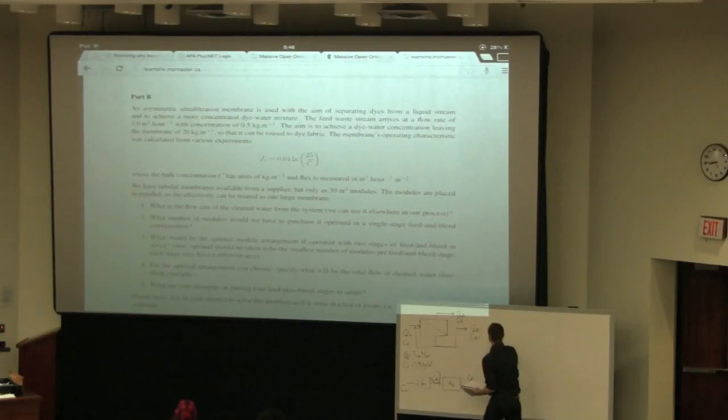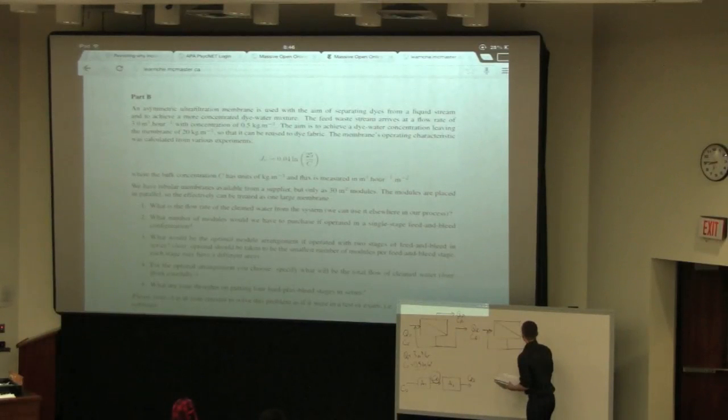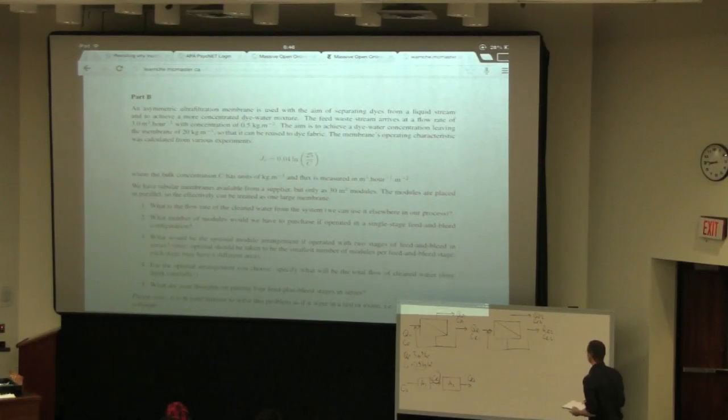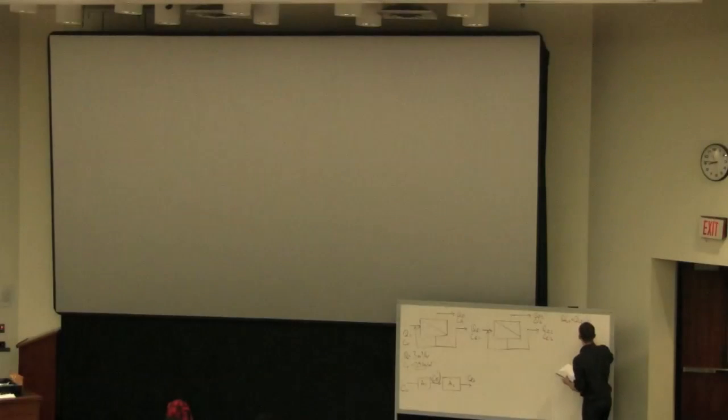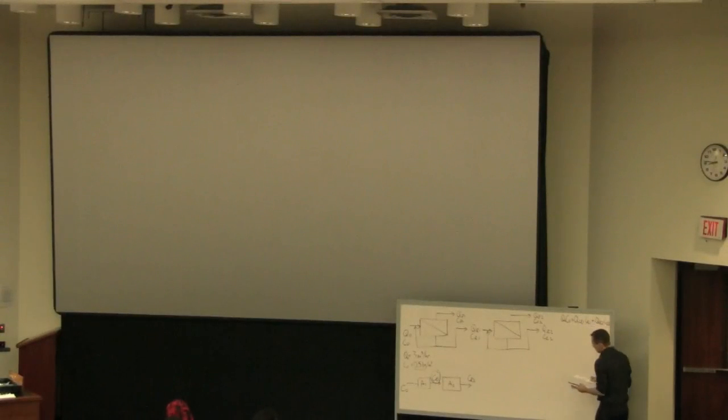And just add to this notation over here that this now essentially becomes my feed to the next module. There's an internal recycle. Here's QR2 and CR2, and my permeate moving QP2 and CP2. So from before as well, I'm just going to write my mass balance as Q0 C0 is equal to QR1 CR1 plus QR2 CR2.